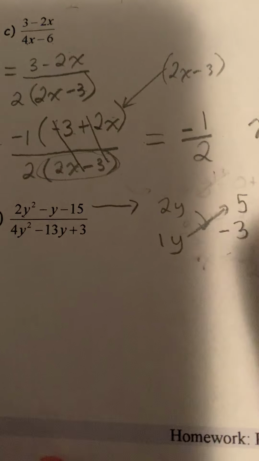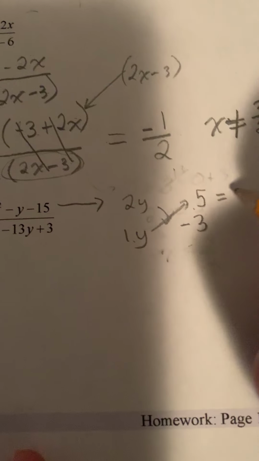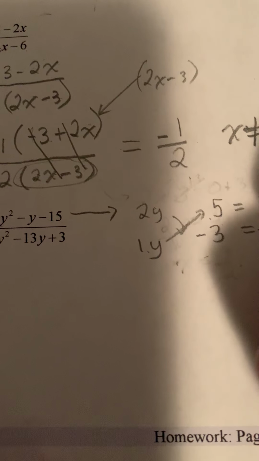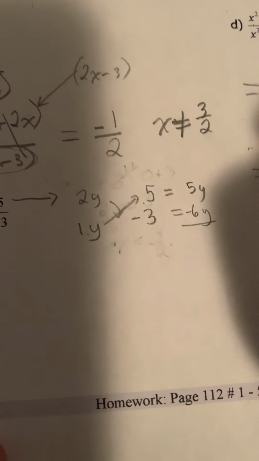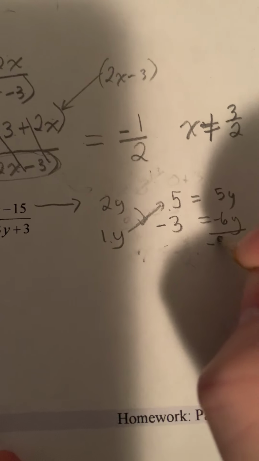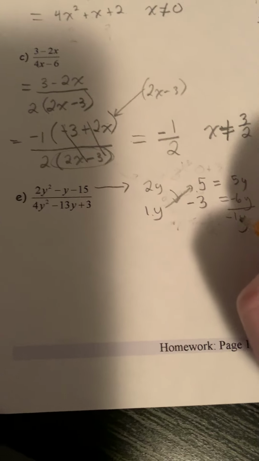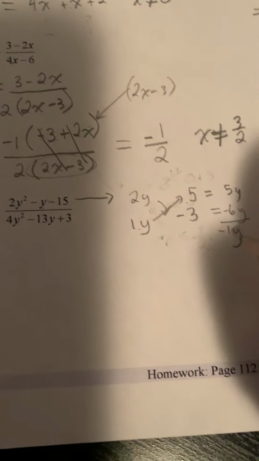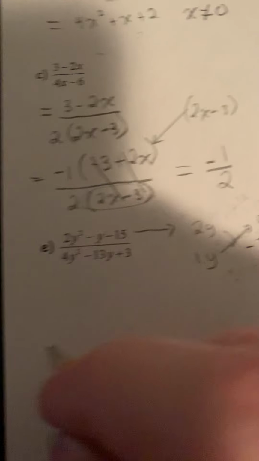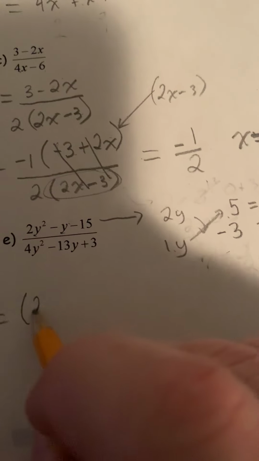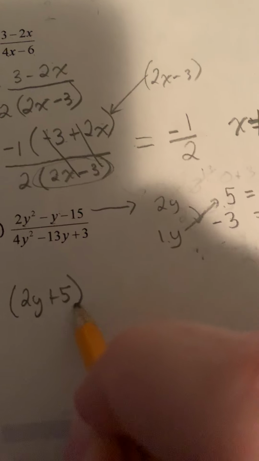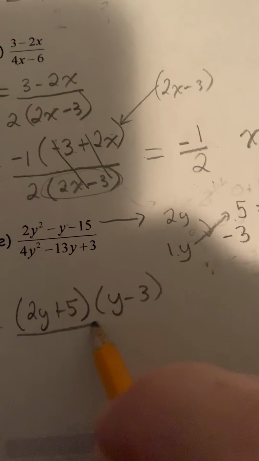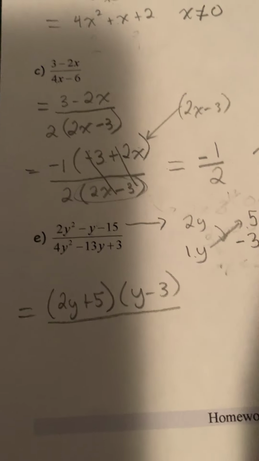Okay, so cross multiply, 1y times 5 is 5y. 2y times negative 3 is negative 6y. 5 minus 6 is negative 1y. Negative 1y matches the middle term, so we factored correctly. That's negative y and negative 1y, which is the same thing. So our numerator becomes 2y plus 5 and y minus 3. Okay, so we've factored the numerator.